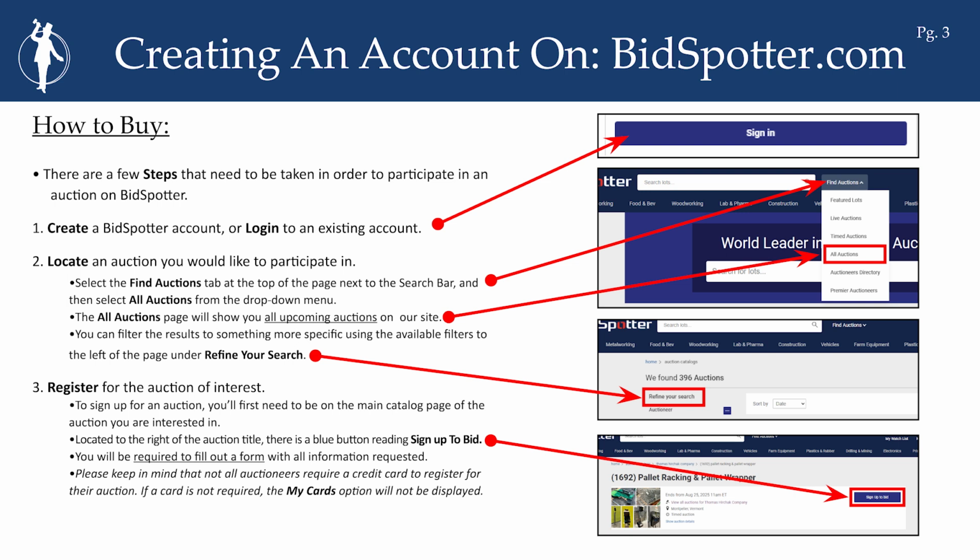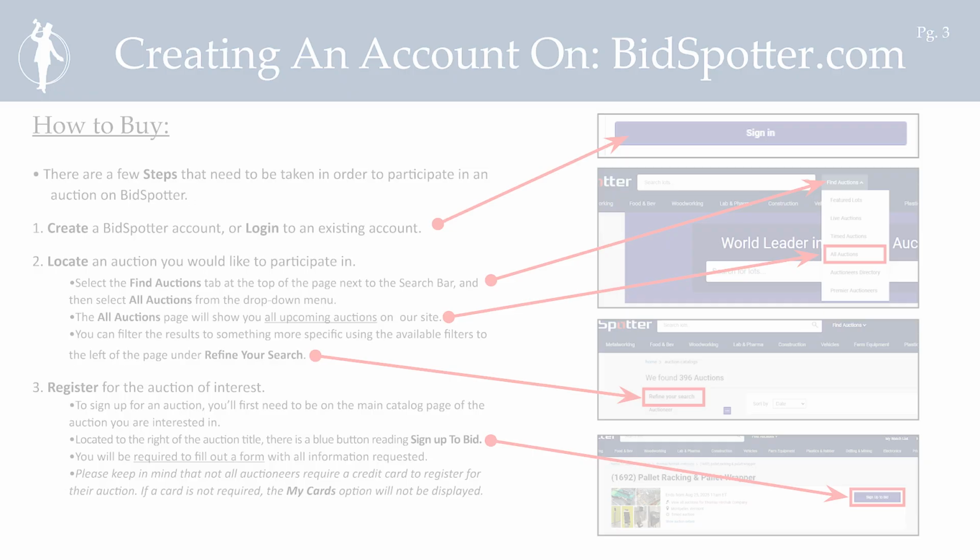To sign up for an auction, you'll first need to be on the main catalog page of the auction you are interested in. Located to the right of the auction title, there is a blue button reading Sign Up to Bid. After clicking the button, you will be required to fill out a form with all information requested. Please keep in mind that not all auctioneers require a credit card to register for their auction. If a card is not required, the My Cards option will not be displayed.